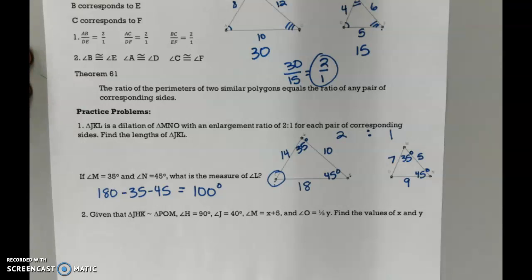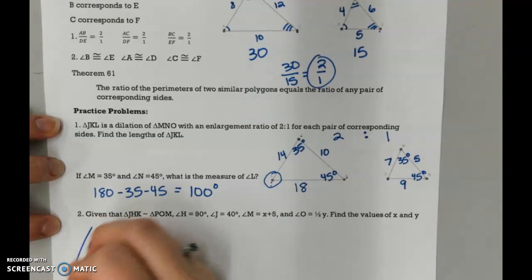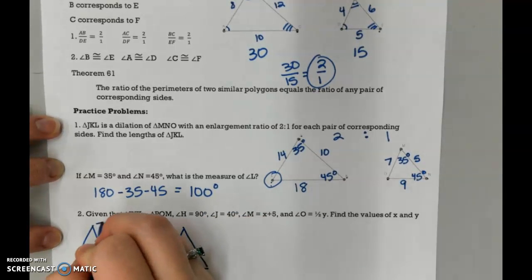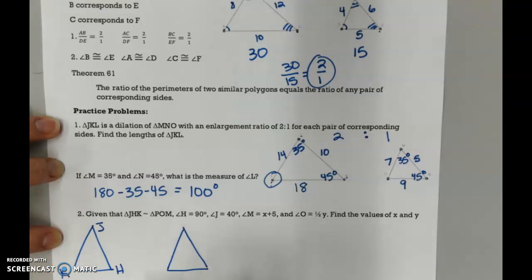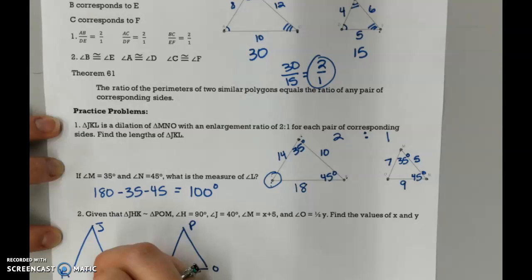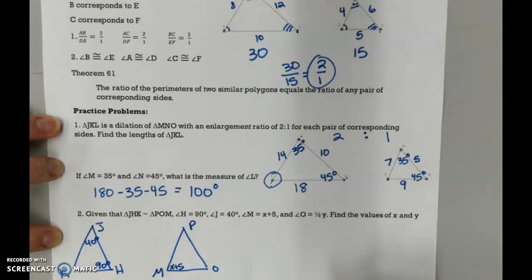All right, and then one more problem here. We're told that triangle JHK is similar, remember that symbol means similar, to triangle POM. I'm going to draw these two triangles, and these aren't going to be to scale because I don't know the ratio, but I want to make sure that I draw them as the corresponding parts. So JHK and POM. H is 90 degrees and J is 40 degrees. M is equal to x plus 5 and O is equal to 1/2 y. We want to solve for x and for y.